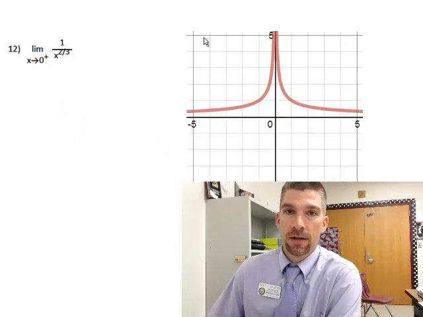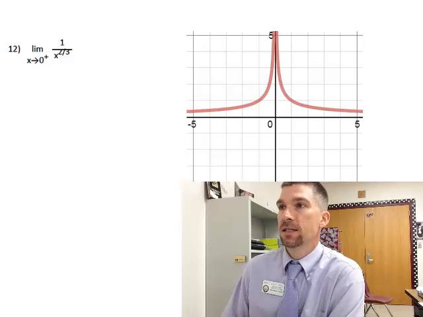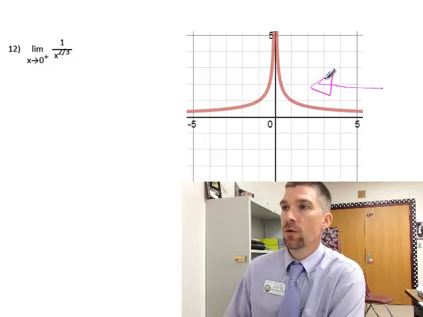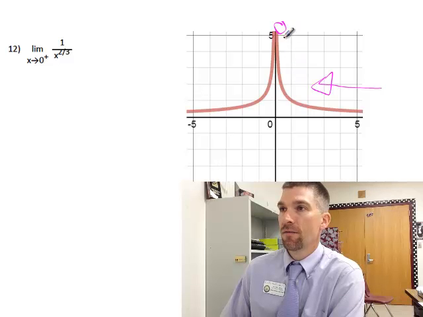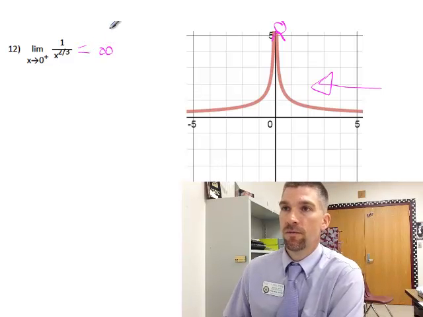Okay, what we're going to look at on this problem is the limit of this function as x approaches 0 from the right-hand side of the number line. And this one is that easy. As you come in from the right-hand side of the number line, we want to know what value of y we're approaching. And you can see this graph is pointing up. It's going up. And this guy then is going to be equal to positive infinity.